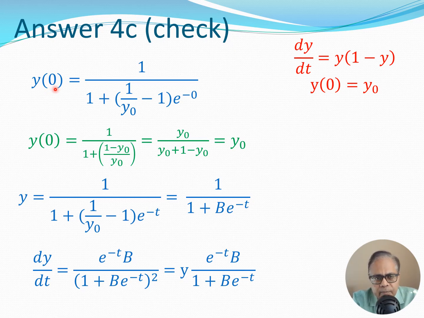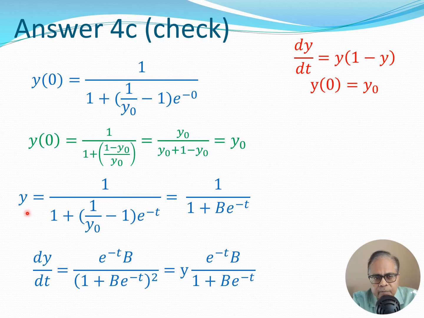Let us first put y of 0, and if we put y of 0, we get this simplified term here. So e to the power minus 0 comes, that term becomes 1. So I get this equation here. So here I would get 1 minus y0 by y0. And so after some simplification, I get y at 0 is y subscript 0, which is the initial condition.